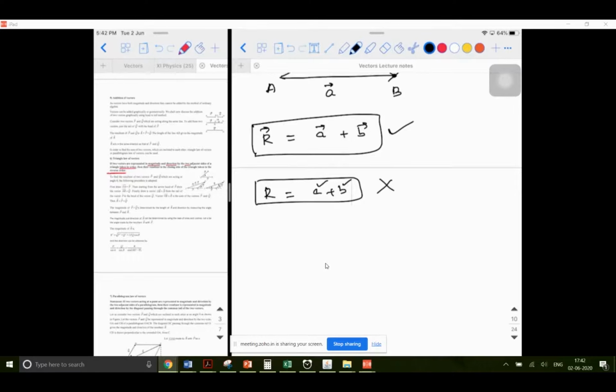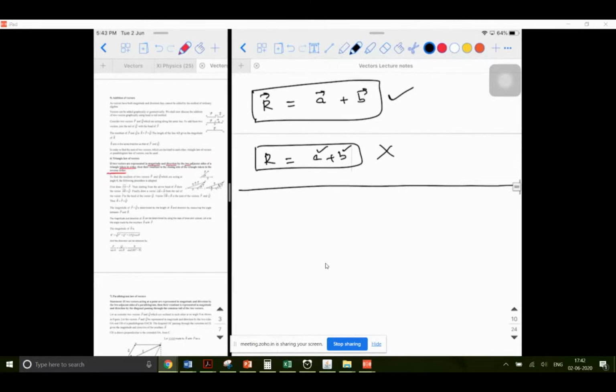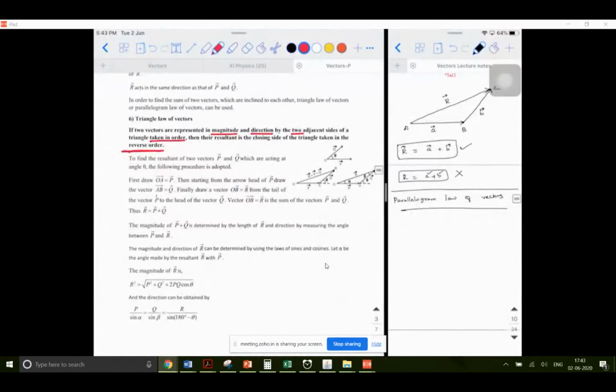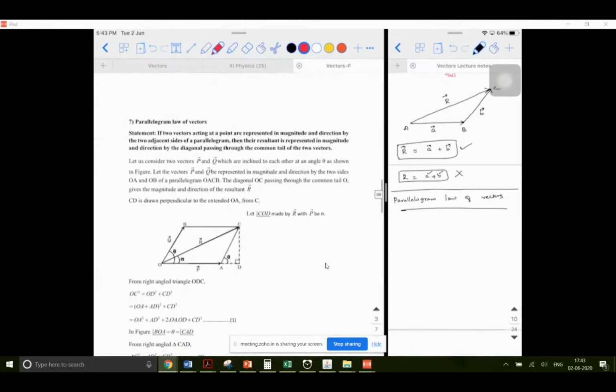Okay, I'll proceed to the next law then. This is triangle of vectors. The next law is called the parallelogram law of vectors. Since we are saying triangle of vectors, those vectors are represented along the sides of a triangle. For parallelogram, obviously the vectors should be represented along the sides of a parallelogram, as simple as that. But there is a small difference. I'll explain when to apply the triangle law and when to apply the parallelogram law. First, let's complete the parallelogram law of vectors.